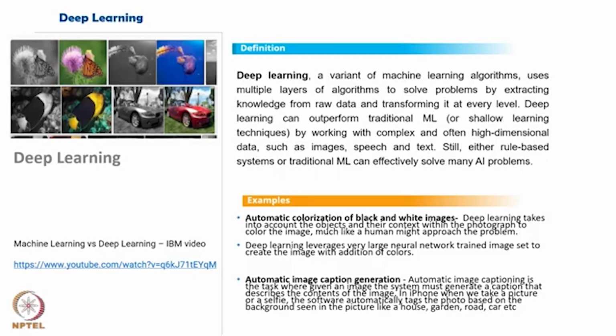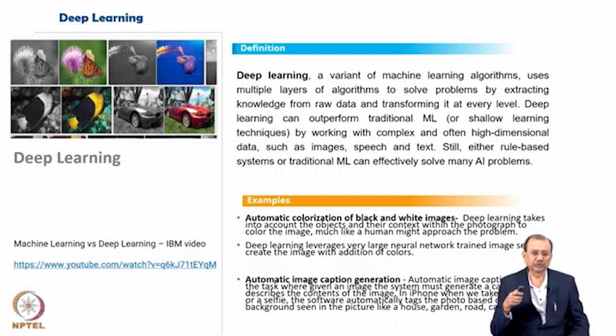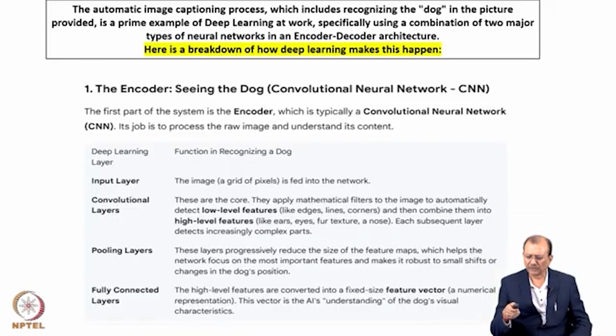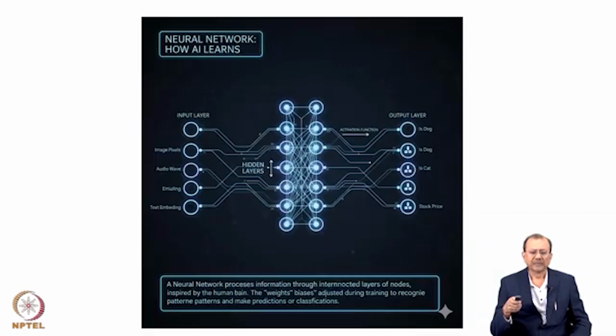Now, what is deep learning? Deep learning is another very advanced technology which works on neural networks, the way our brain functions. This is a neural network I'm showing over here. Scientists were able to simulate the functioning of our brain in the form of neural networks.